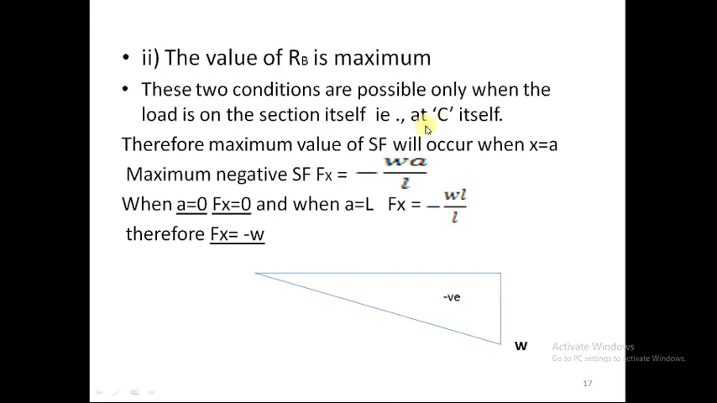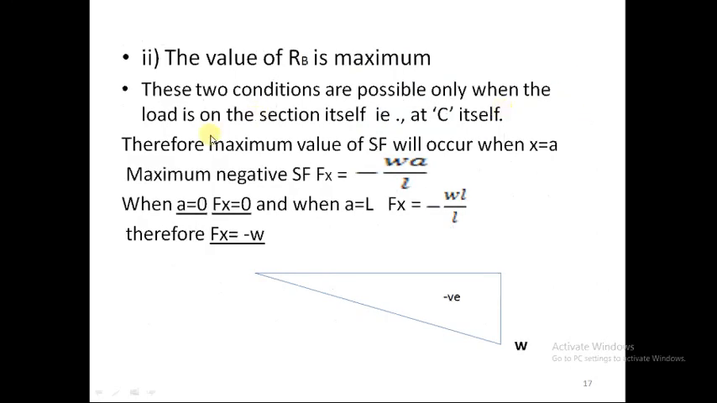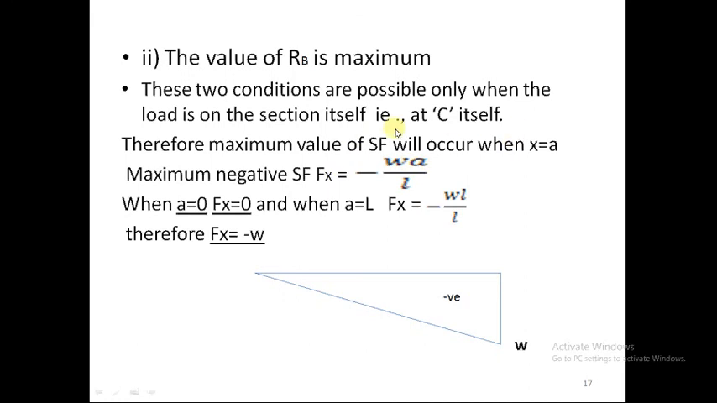So when I place the load at C itself, the value of shear force at C will be the maximum shear force, and that will be equal to RB. So here, when I place the load on the section C, the value of x will be equal to a, that is, this x will coincide with a. So I can substitute the value of x as a in the reaction RB expression. So in this expression, when a is equal to 0, what will be my shear force?